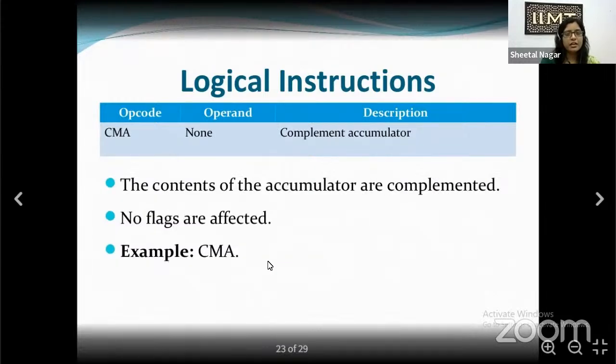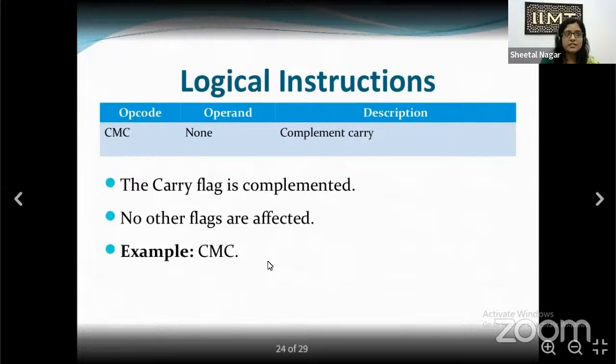Now, next one is a logical instruction, CMA. This instruction is used to complement the contents of the accumulator. For example, if we have all 8 bits 0 in the accumulator, after execution of the CMA instruction, the contents of the accumulator will be eight 1s. It means all the zeros will be complemented or converted into 1 after execution of the CMA instruction. And no flags are affected after execution of this instruction.